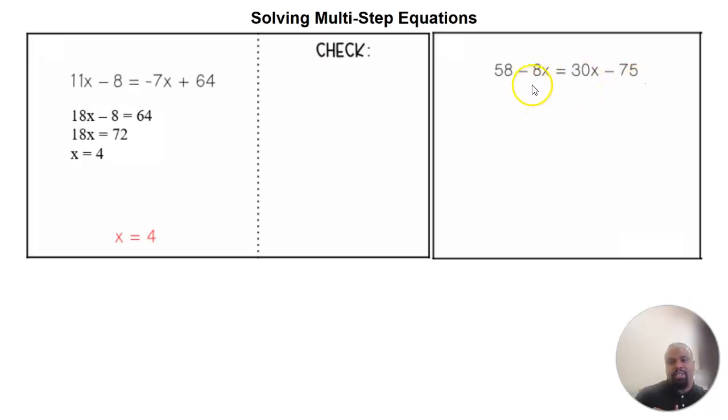8 is less than 30, so we're going to bring 8x over to the right. We're going to do the inverse operation, add. So we're going to get 58 equals 38x minus 75. Now we got a two-step equation here. Add 75 on both sides, you get 133 equals 38x, and then divide both sides by 38, you get 3.5.